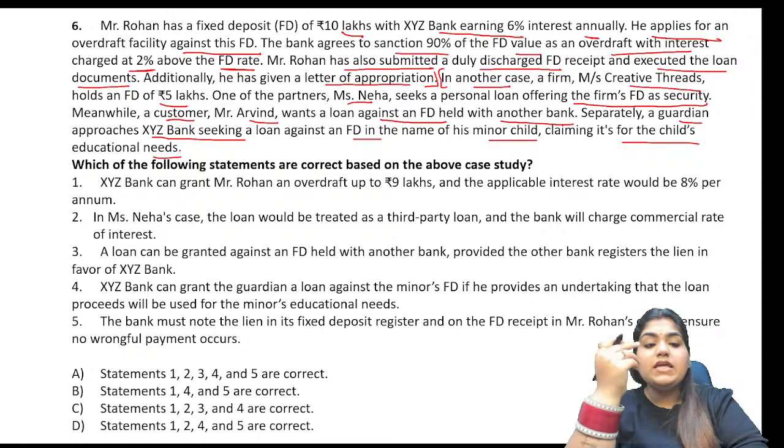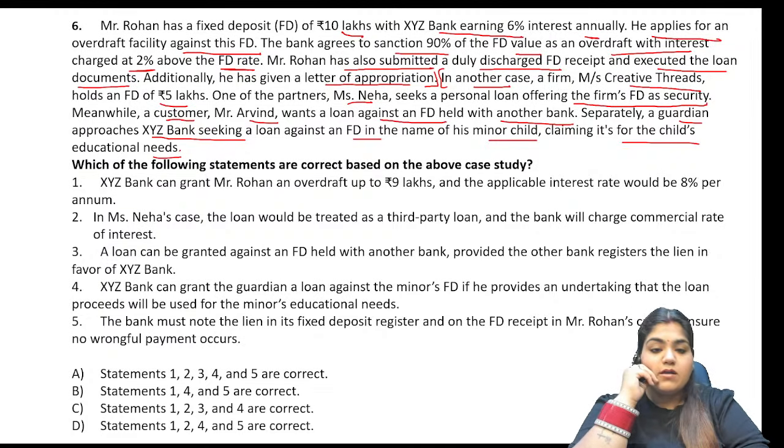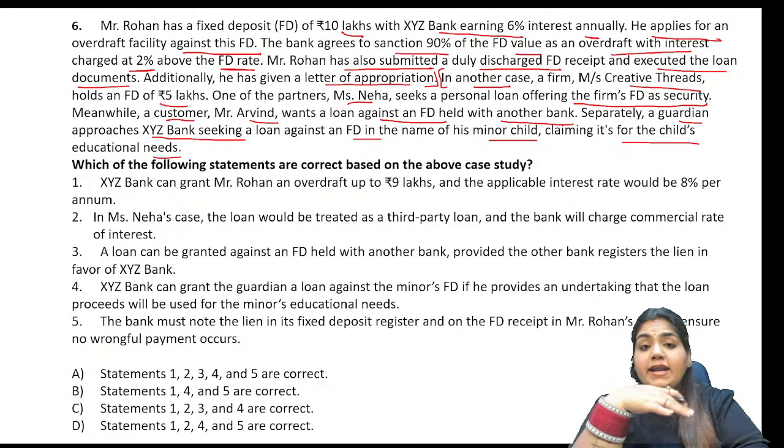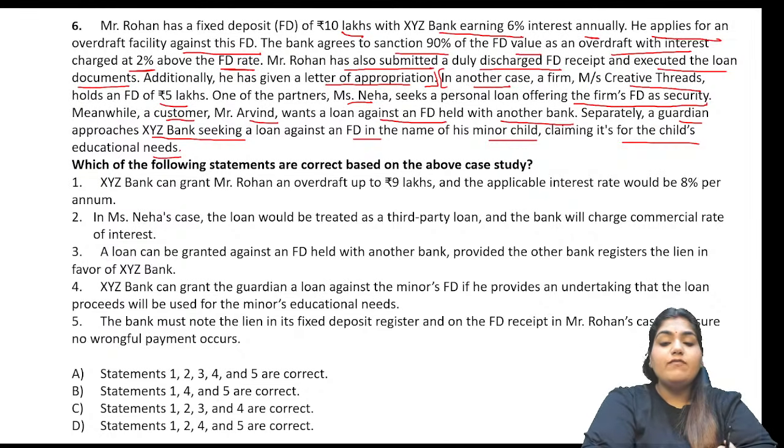Statement number 3. A loan can be granted against the FD held by another bank provided that the other bank registers the lien in the favor of XYZ bank. No. No loan can be granted against FD held by another bank because it is the other bank's right. The other bank might have a right of lien over that. We cannot take that FD. We cannot give loan against that FD.